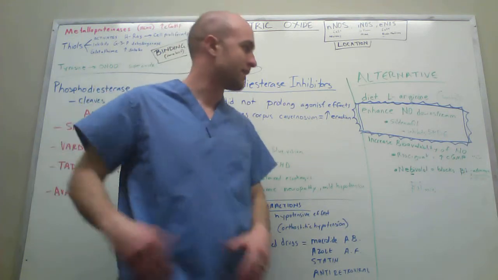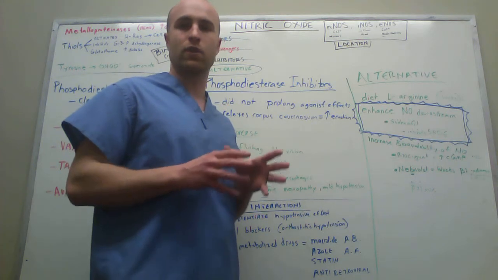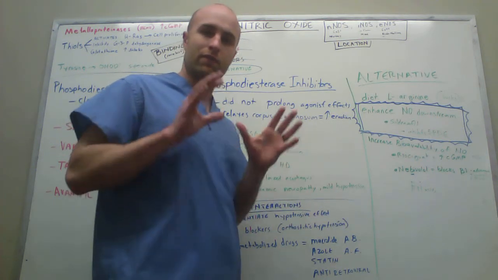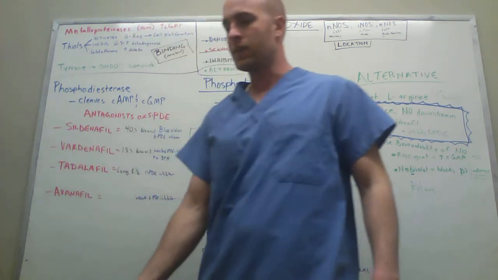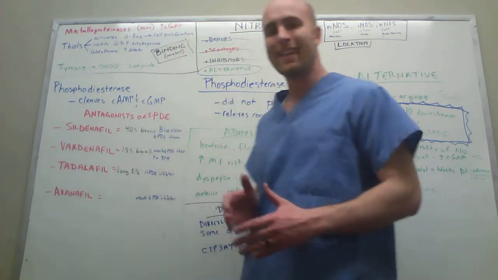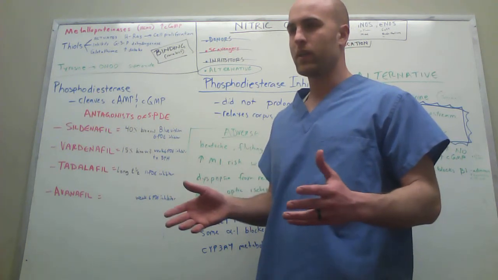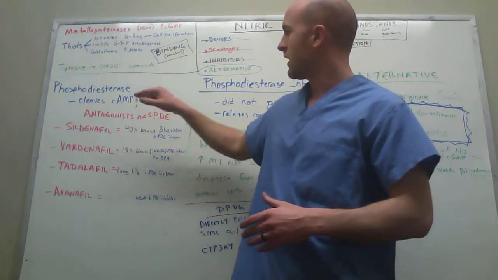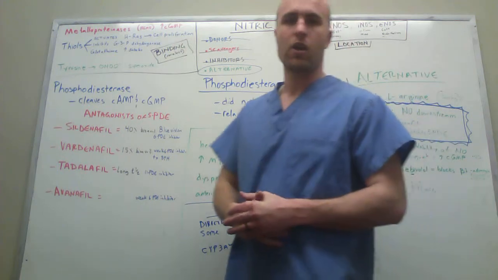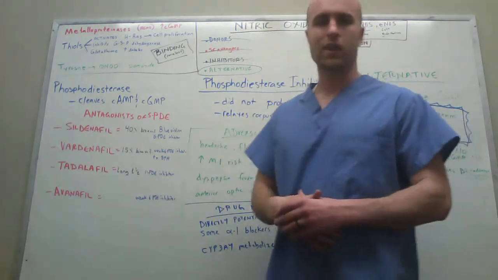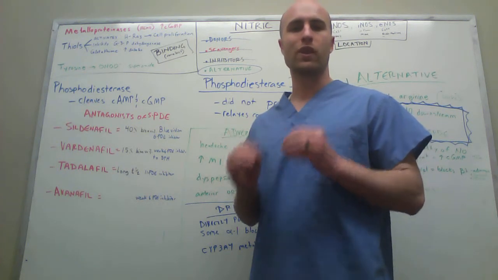I said that sildenafil inhibits 5-phosphodiesterase. 5-phosphodiesterase is an enzyme that cleaves cyclic adenosine monophosphate and cyclic guanosine monophosphate. Okay, what is cyclic? I just call it GMP. What does cyclic GMP do? Cyclic GMP causes smooth muscle relaxation.